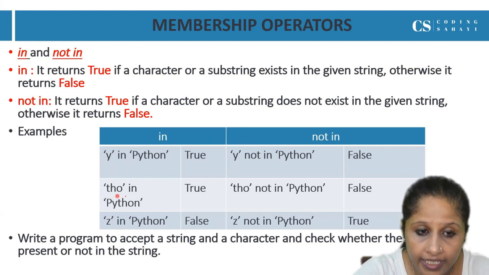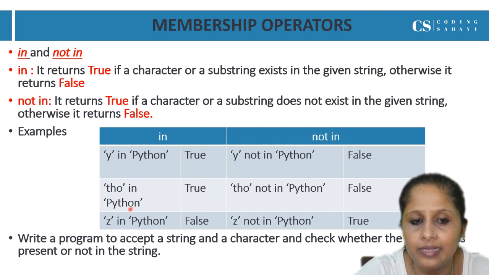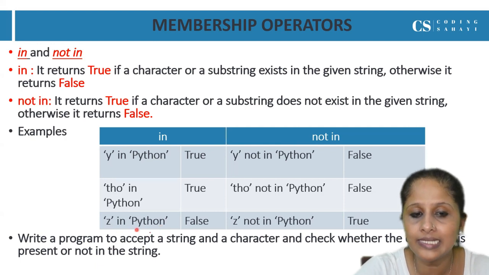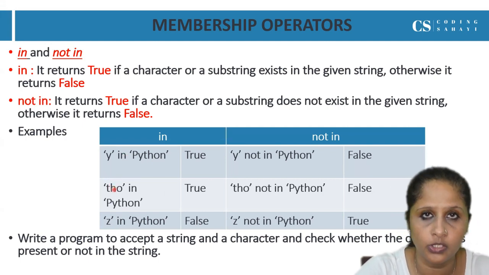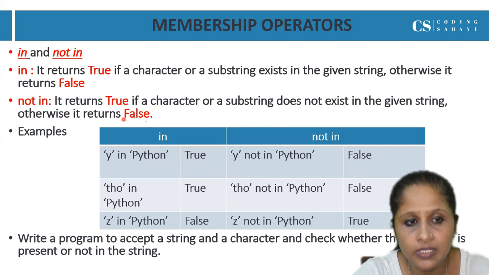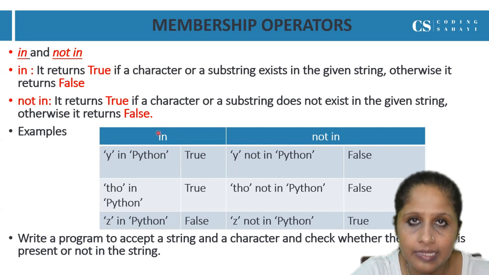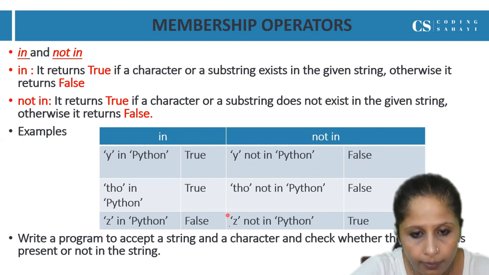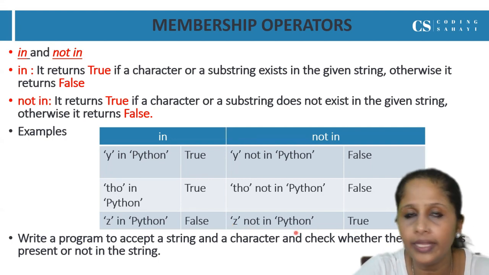In the same way, tho in Python is also true, because tho is present in the Python string. Then z in Python: is z there in Python? No, it is not there, so it is false. Or you can write Python in Python, that is also possible. Then we have its opposite, not in, which returns true if a character is not present in the string. For example, y not in Python is false, but z not in Python is true, because z is not there in Python.